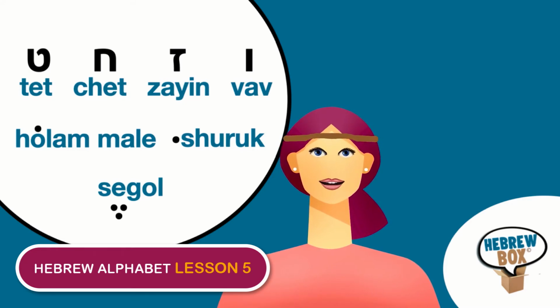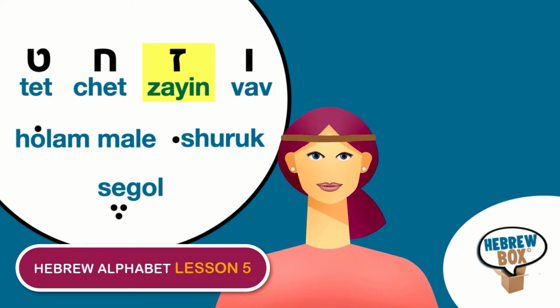In this video, we'll see these letters: Vav, Zayin, Chet, Tet. And we'll also see nikkud signs for pronouncing the vowel sound of A, as in off, U as in igloo, and E as in egg.